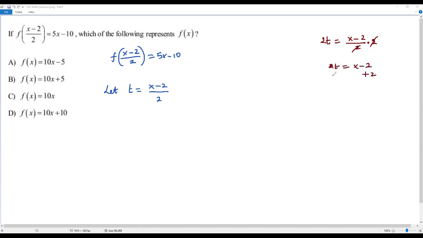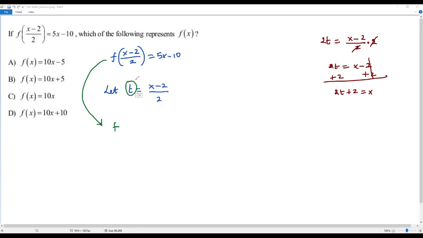Okay, now let me add 2 to both sides of this equation. This negative 2 and positive 2 will cancel out. I'm getting 2t plus 2 equals x. Okay, here I have solved for x in terms of t in this equation. Okay, now let me consider the given function. In this given function, for this expression (x minus 2)/2, we can plug in t. That's what we have assumed for this expression.